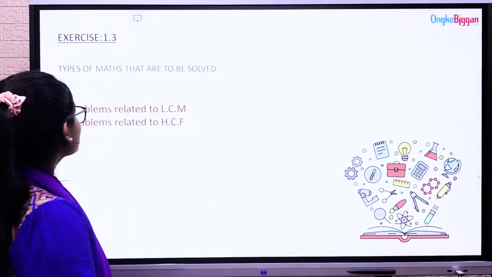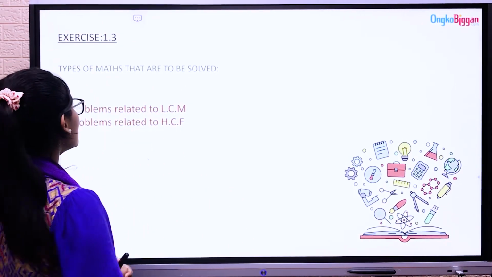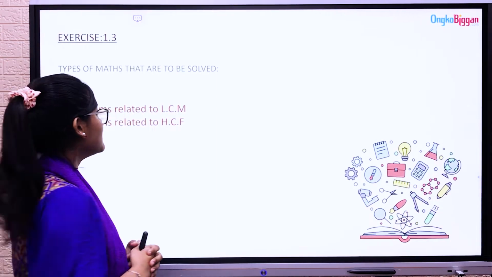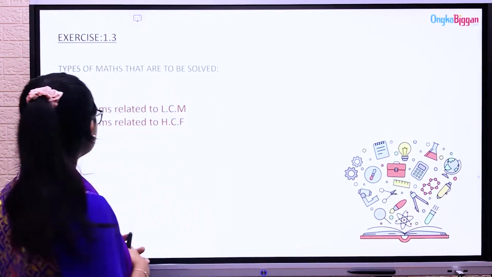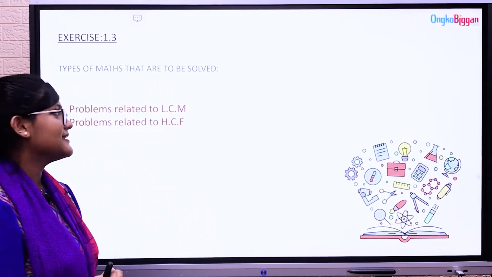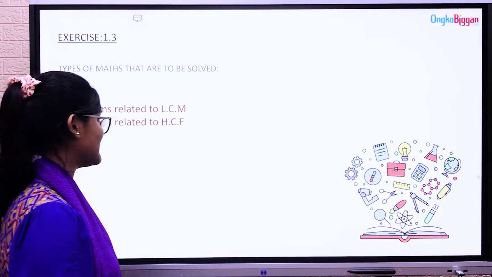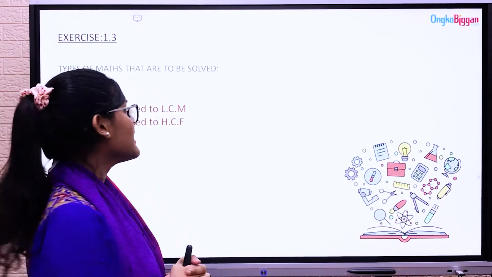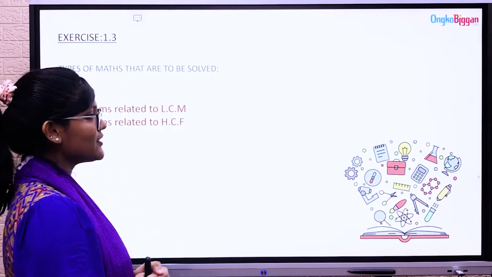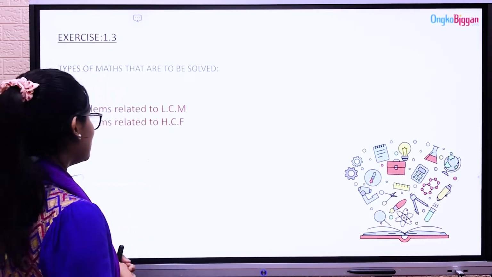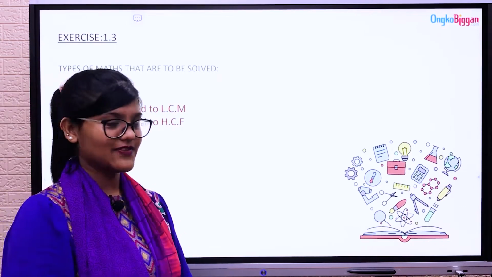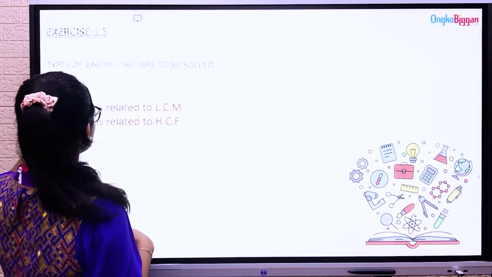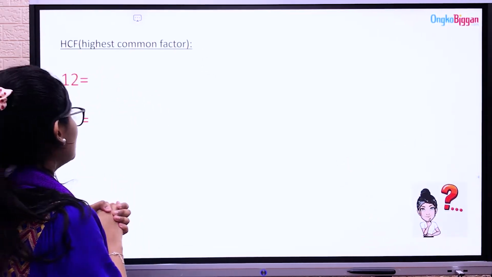Now we will start exercise 1.3. In this exercise, we are going to solve two types of math problems: problems related to LCM and problems related to HCF. That means here we are going to learn about two new terms, one is LCM and another one is HCF. So let's move on to our topic.